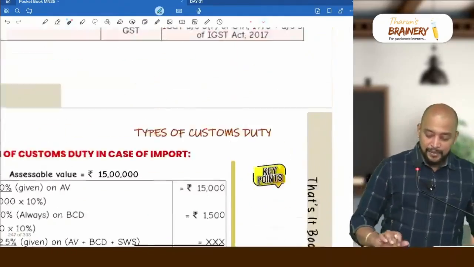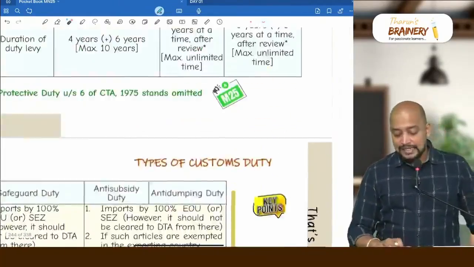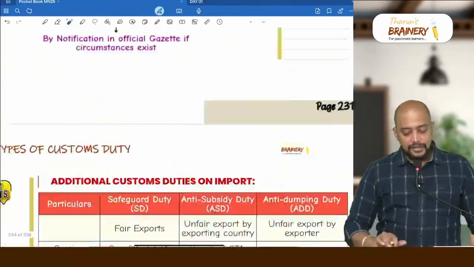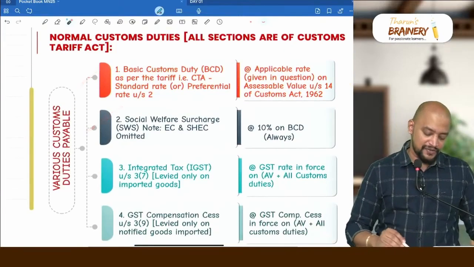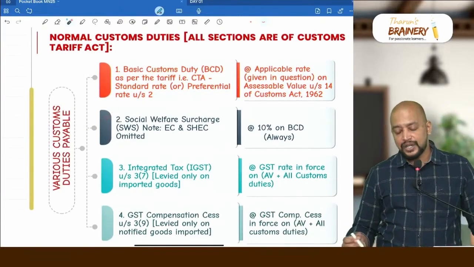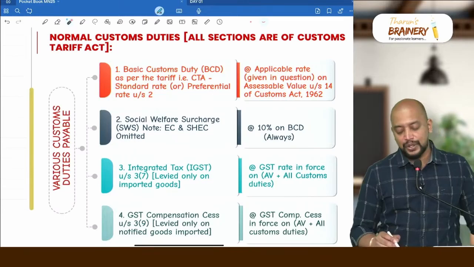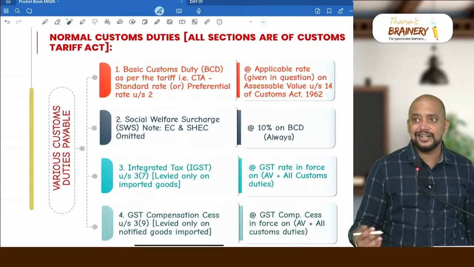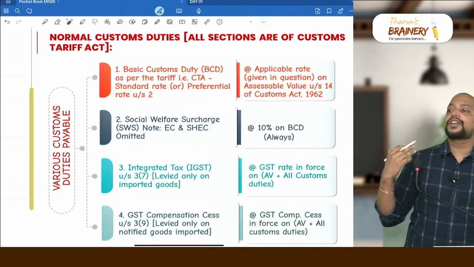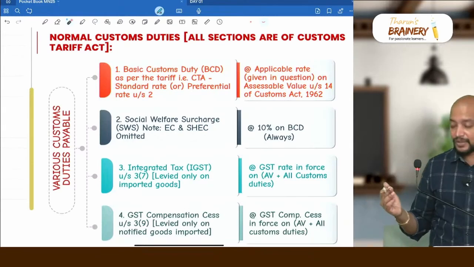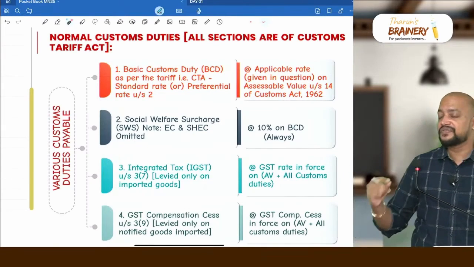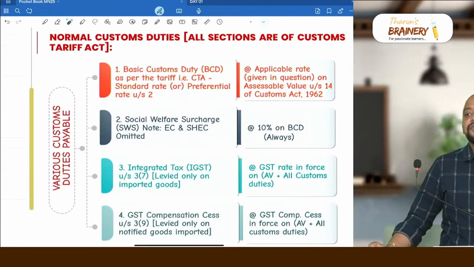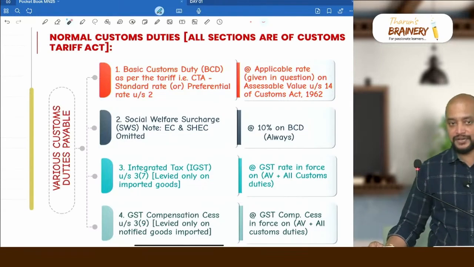Then coming back to this, what are the various customs duties that we have? So these are the usual customs duties, that is basic customs duty, social welfare surcharge. Basic customs duty, we have again two types of basic customs duty. One is standard rate and preferential rate. Standard rate means usually whenever you are importing from any country, standard rate will be applicable, whereas preferential rate will be applicable in case of import from some countries with which India is having trade agreement. That will be given in the question itself and you go by the question itself.